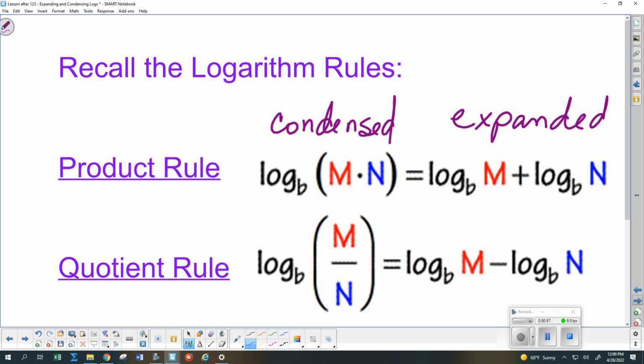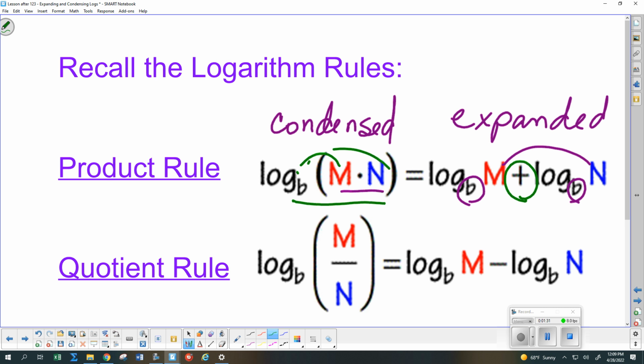If you start off with log base b of m plus log base b of n, as long as these bases are the same, you can take the two arguments and multiply them together and just have one log in the condensed form. Or you can start with the log of two things that are multiplied, and for some reason you need to expand that out. So you can take the log of the first one plus the log of the second one when you expand it out.